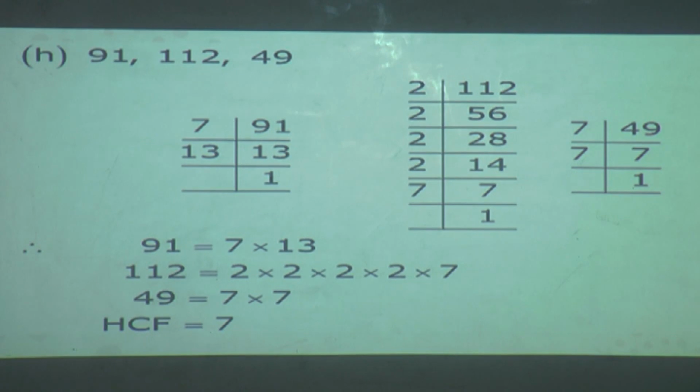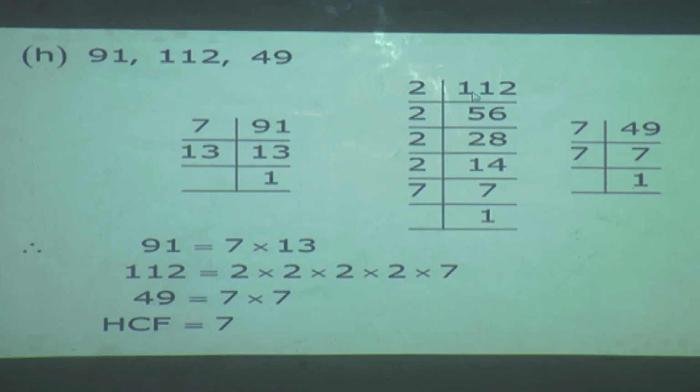Now this is the same kind of example as we have solved earlier. We have to find here the HCF. First we will find the prime factors of 91. 7 1s are 7. 9 minus 7 is 2, it becomes 21. 7 3s are 21. 13 is a prime number. 13 1s are 13. Now we have 112.